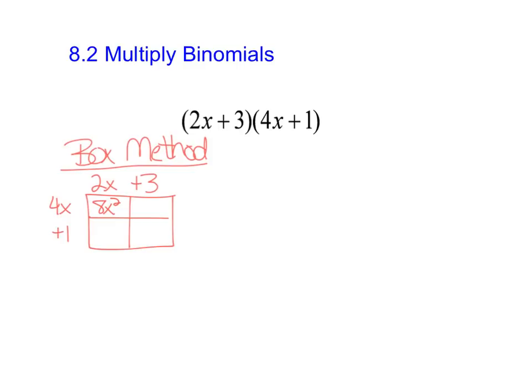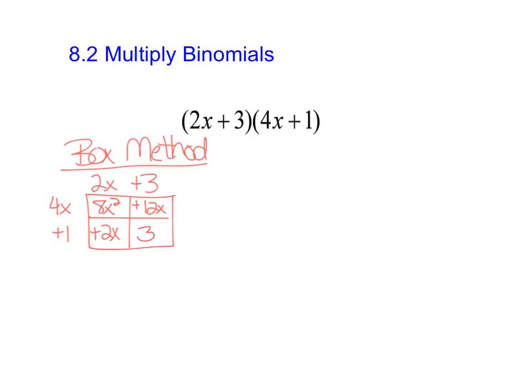This square right here is 4x times 3, because that's where those intersect, right? So 4x times 3, and put your sign with it so that you don't lose it. 4x times 3 is 12x. This square is 2x times 1, right? Anything times 1 is itself. I get plus 2x. And this square is what? This square is 3 times 1. And 3 times 1 is 3.